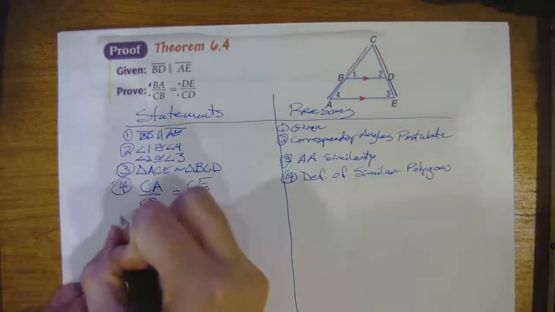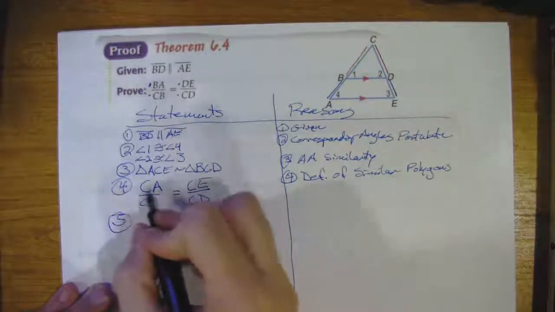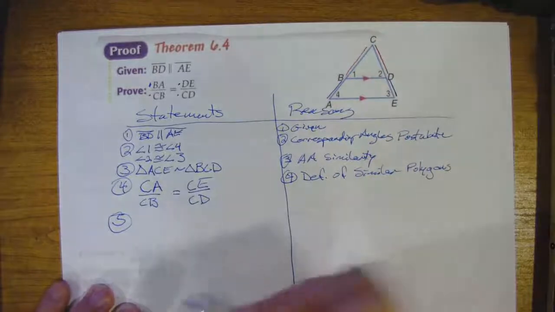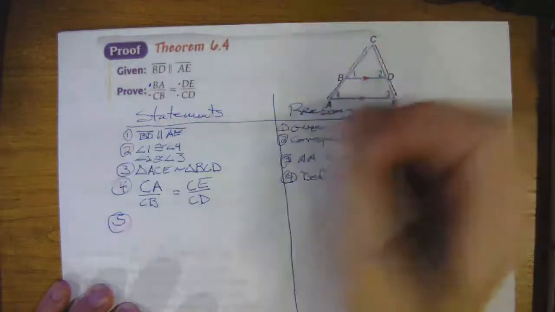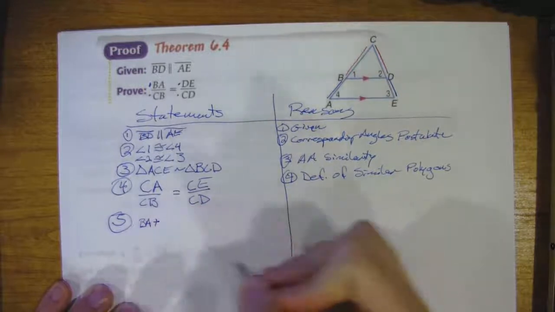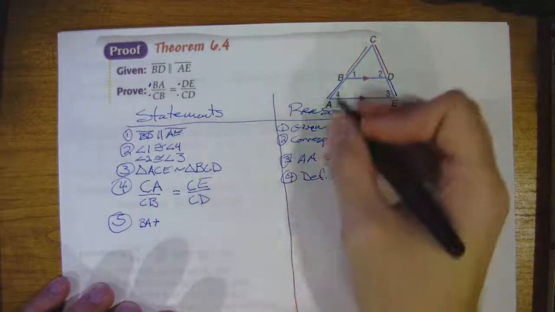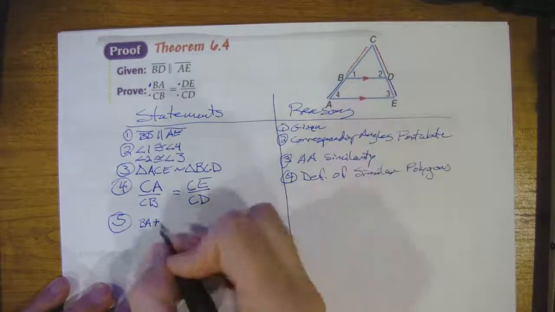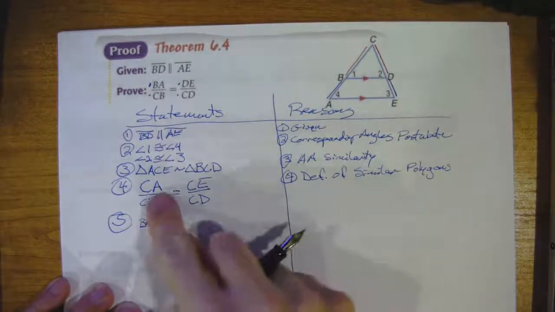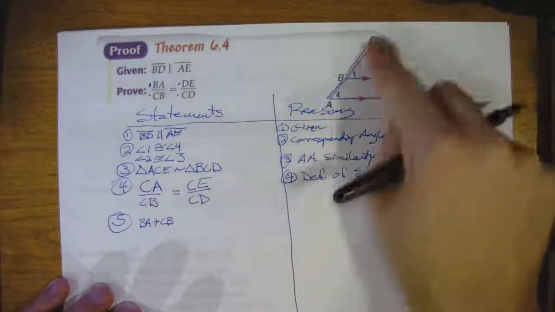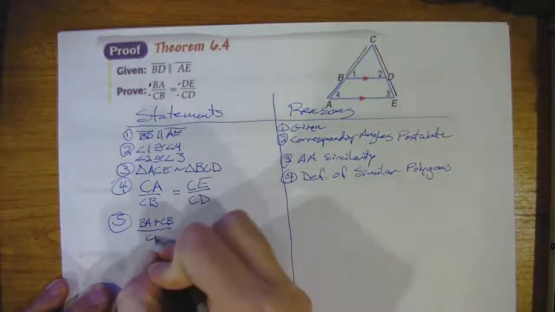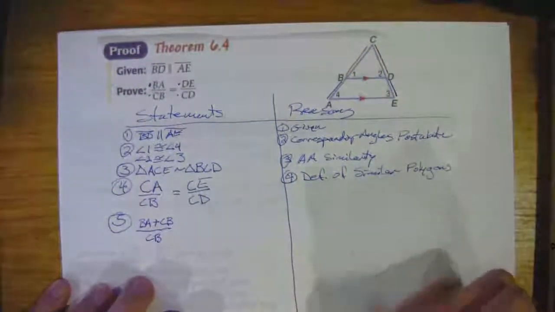So in statement 5, I'm going to take CA, and I'm going to break it up. So that way I can write it like this. I could say that BA, the smaller segment, added on to CB, all right, because remember, that's what CA is worth, right? That whole thing, over CB, alphabet soup's getting thick now, is equal.